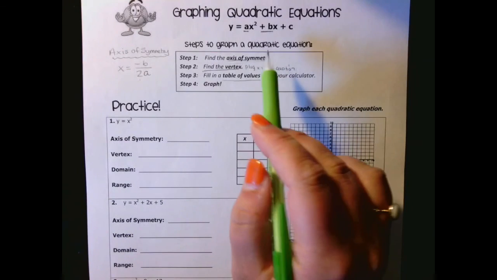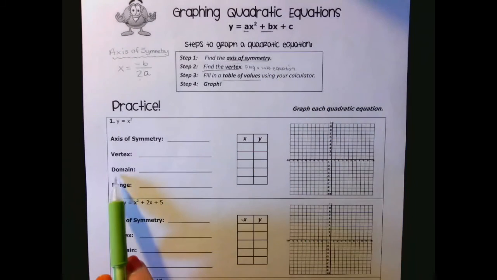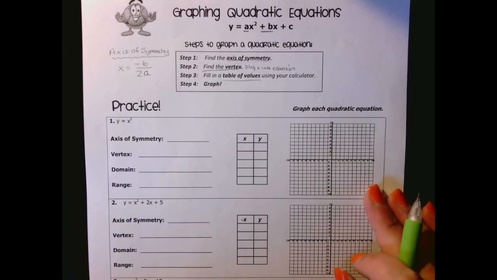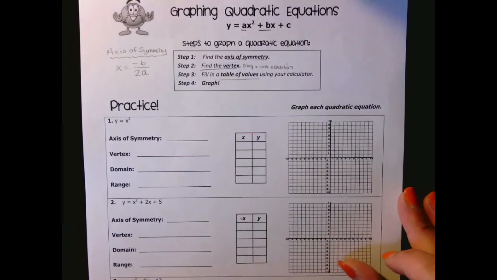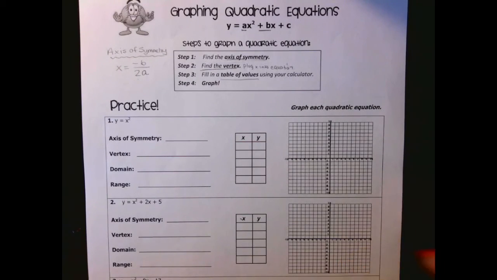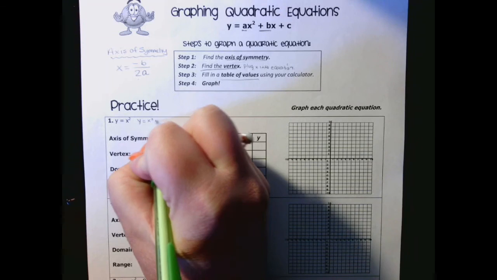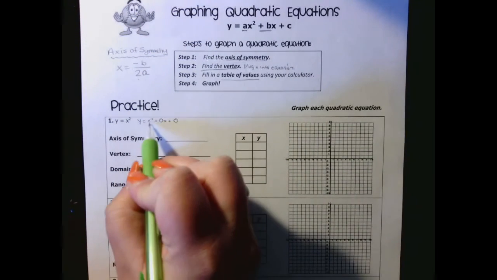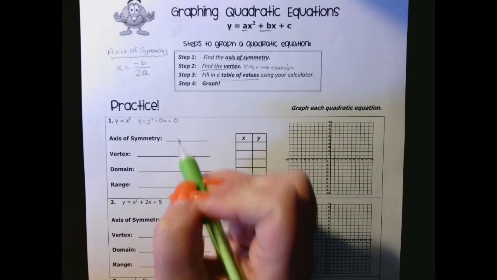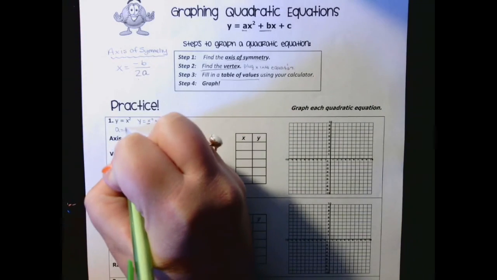Once we've completed all of that, we're then going to go on to state our domain and our range of each of these. So starting with number 1, we've got y equals x squared. First, I need to figure out what my axis of symmetry is. So technically this equation is actually y equals x squared plus 0x plus 0. So my a term is still going to be what comes before the x squared. So a is going to be equal to 1.